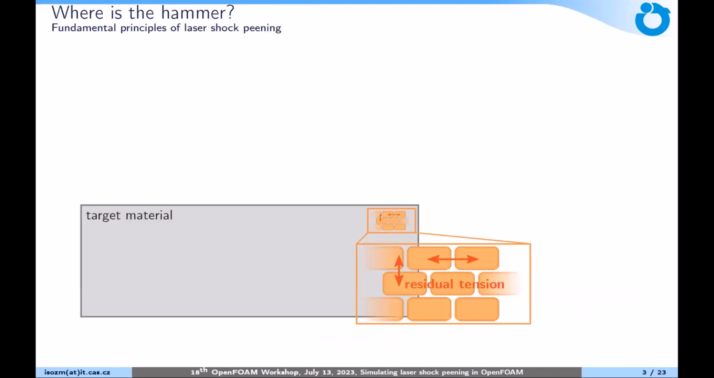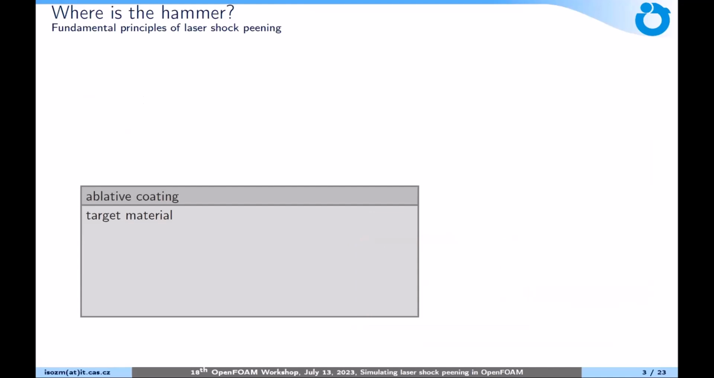So where is the hammer when you use a laser? We start with the target material with residual tension that's not wanted, and we put duct tape on it. This duct tape is called an ablative or sacrificial layer, but everything is better with duct tape. So we put duct tape and we apply the laser. We have some laser beam, we focus it on the spot, and through instant evaporation of the duct tape, we generate plasma. And the plasma is actually our hammer in this case.